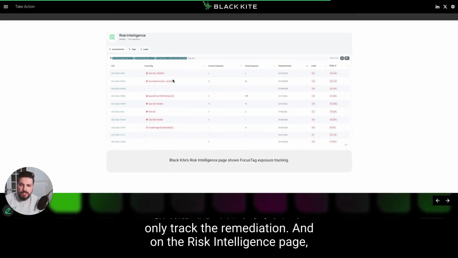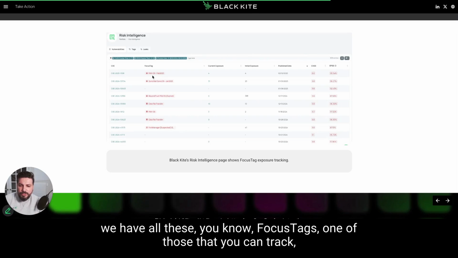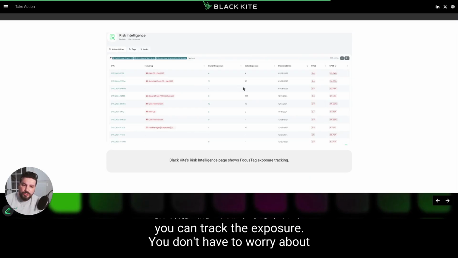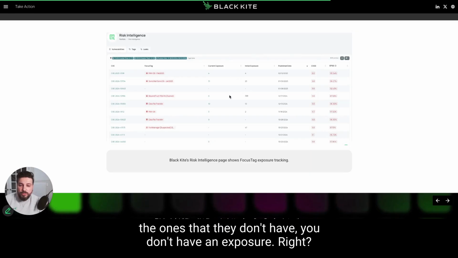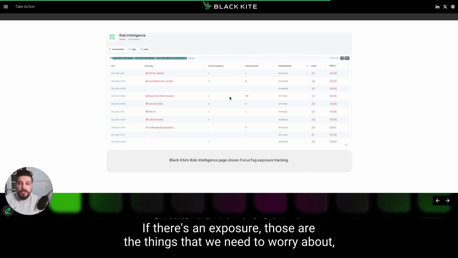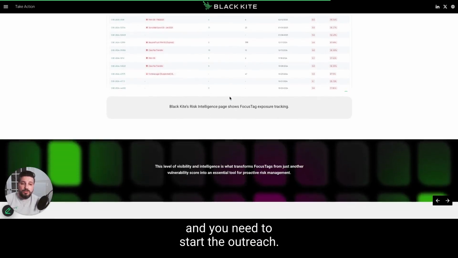On the risk intelligence page, we have all these focus tags, vulnerabilities that you can track. You can track the exposure. You don't have to worry about the ones where you don't have an exposure. If there's an exposure, those are the things we need to worry about, and you need to start the outreach.